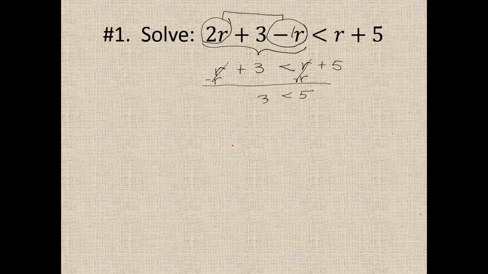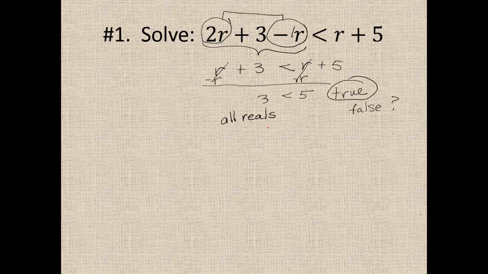Now what happens when the r is gone? You examine the statement that's left behind and you ask yourself, is that true or false? Okay, so is 3 less than 5? Yeah, that's a true statement. If you get a true statement after the variables drop out, then this would have been true no matter what r is equal to, because if you plug numbers in for r, all of those drop out anyway, and you would be left with 3 less than 5. So it's true for any value, and the way we write the answer is all reals, or all real numbers.